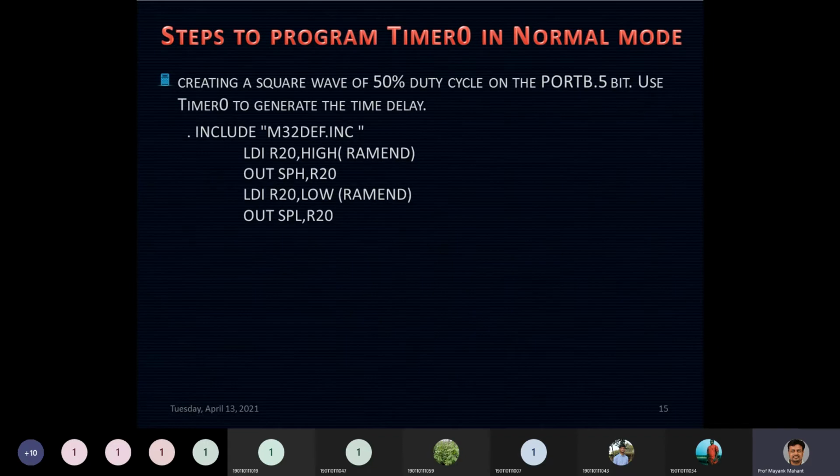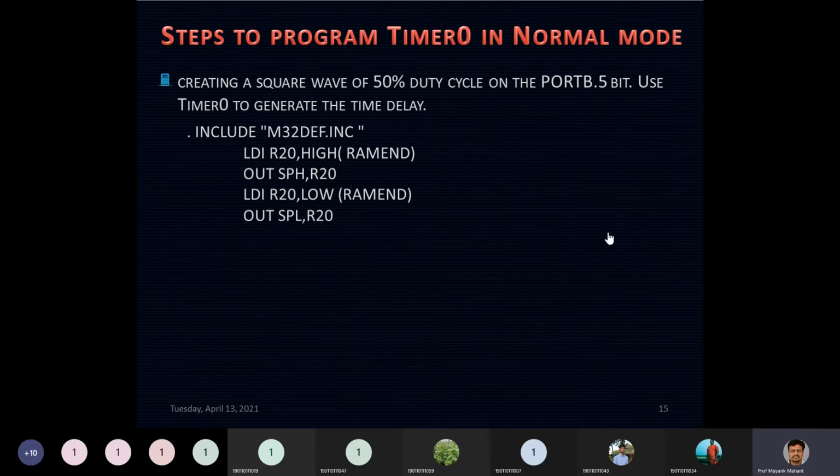Now can anyone tell me why we have the highest memory location, why not another? Why are we interested in loading the highest memory location of your RAM into your stack pointer? Why can't it be another value?